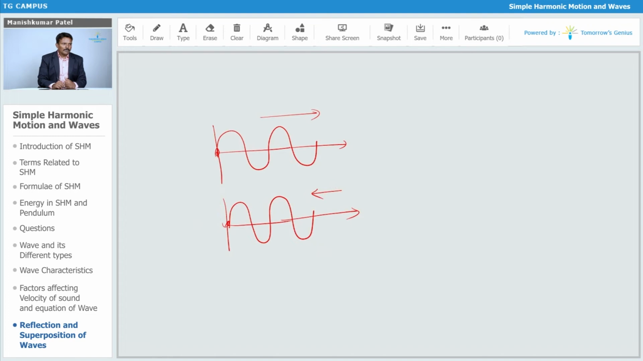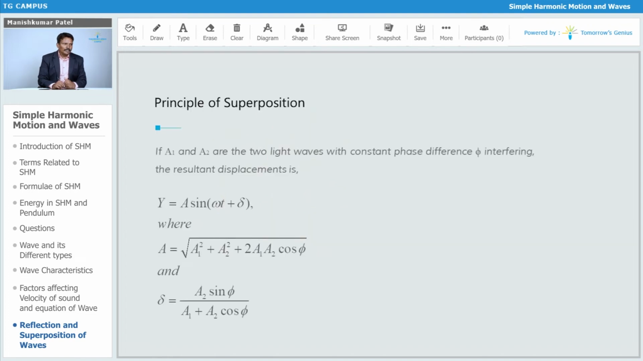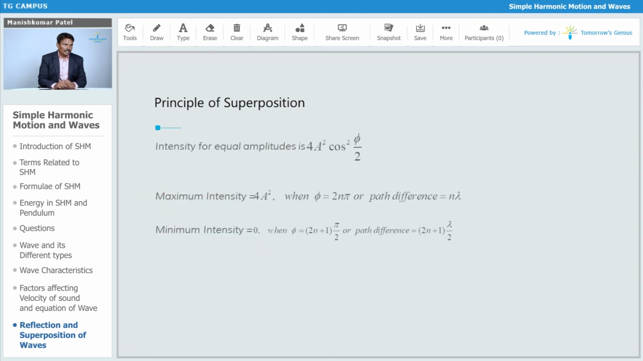It might be maximum or it might be minimum at a particular point over there. So now what is this principle of superposition? It states that, let the resultant amplitude be given by A. Again, you can show that this is the resultant wave, given in the same form, y = a sin(ωt + δ).